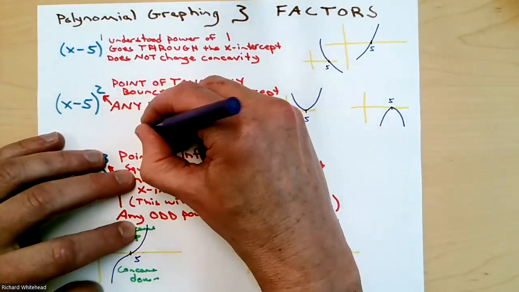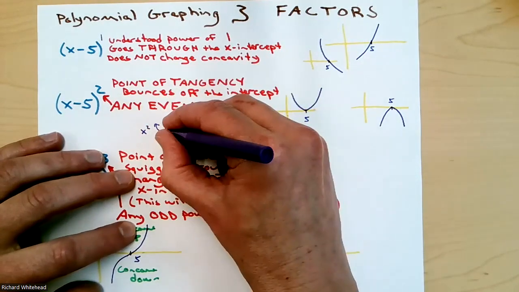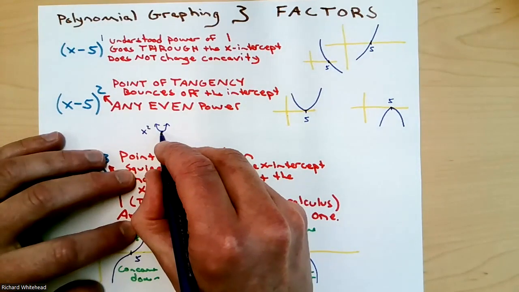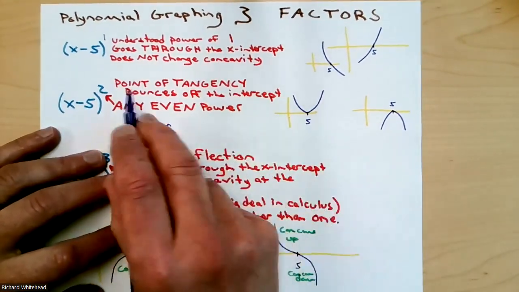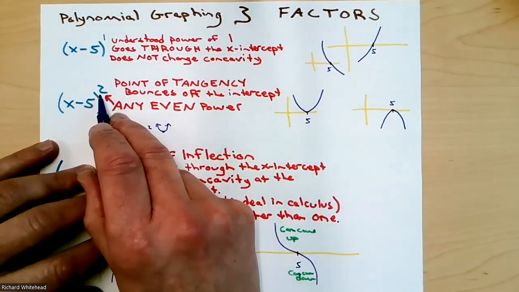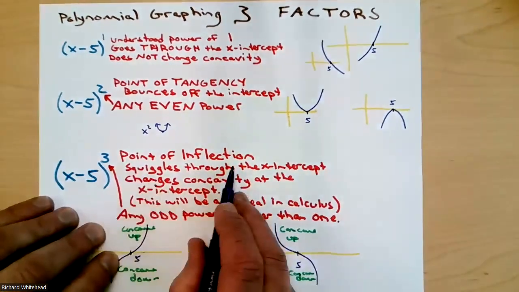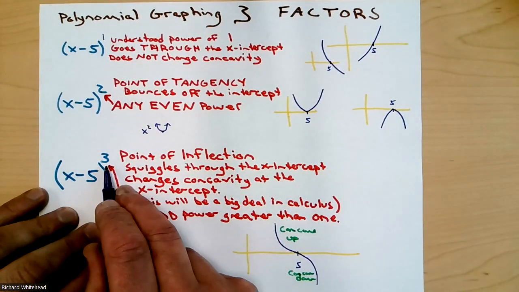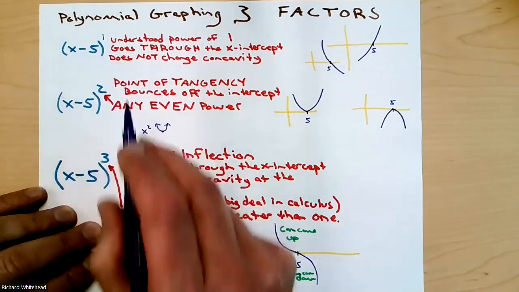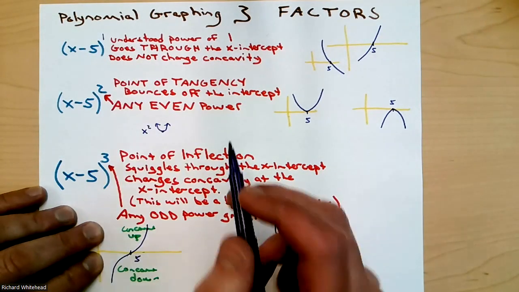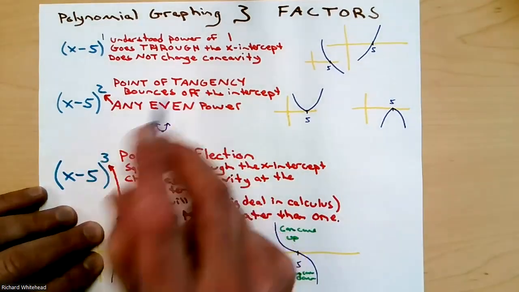No, it's really not weird. You've been doing this forever, because you've been saying, oh, look, x squared looks like this. X squared makes that nice curve. It hits a point, turns around and bounces. So it's the same concept. This is what's known as the point of tangency, when you have the even power and it bounces off the graph. Point of inflection is when you have the odd power greater than 1, where you squiggle through. First power doesn't get a fancy name. It just goes through. So point of inflection, point of tangency.